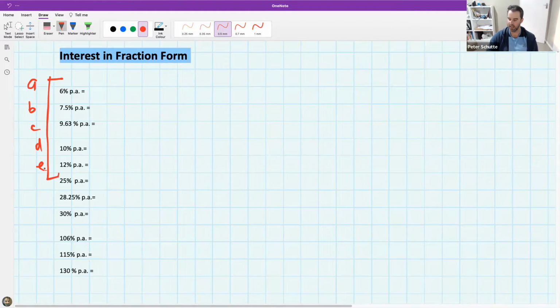What is that as a fraction from a 6% per annum? Per annum just means per year.